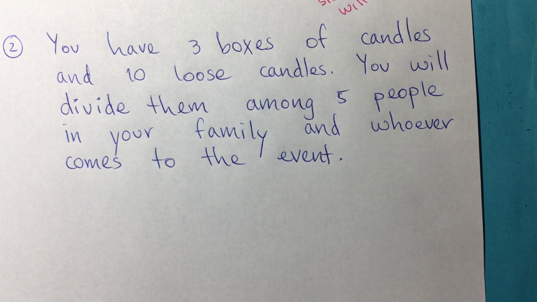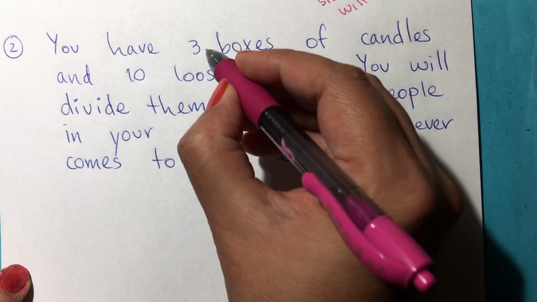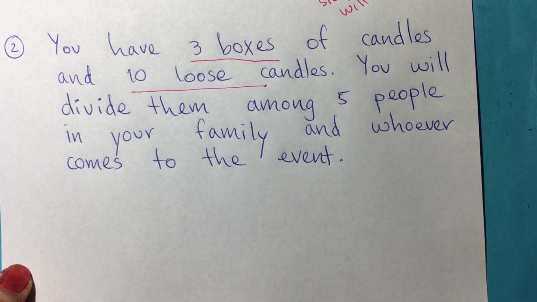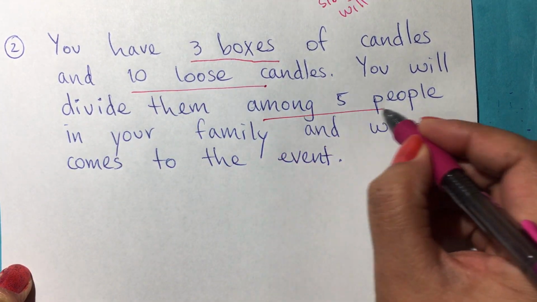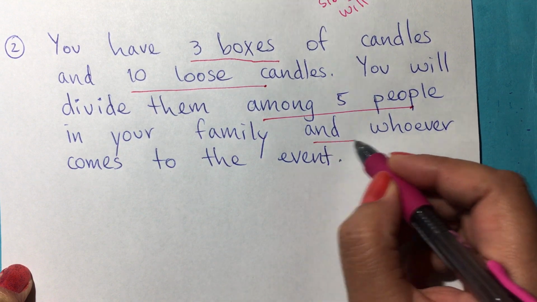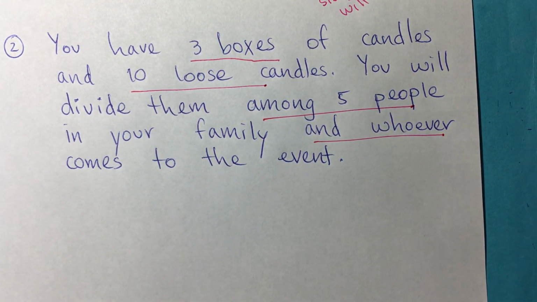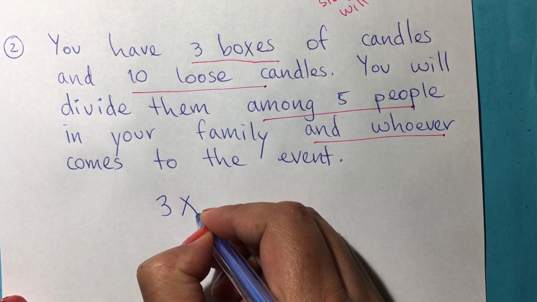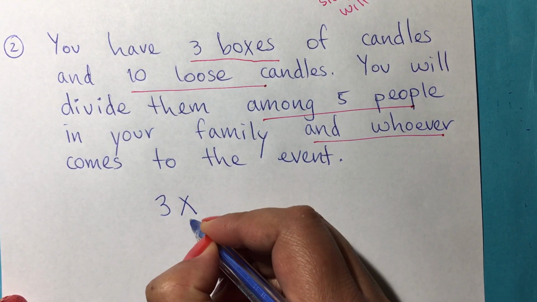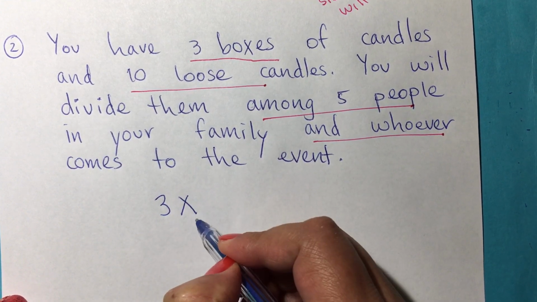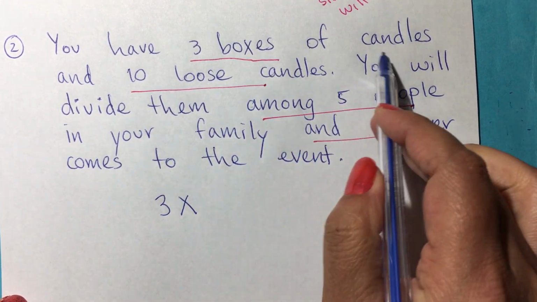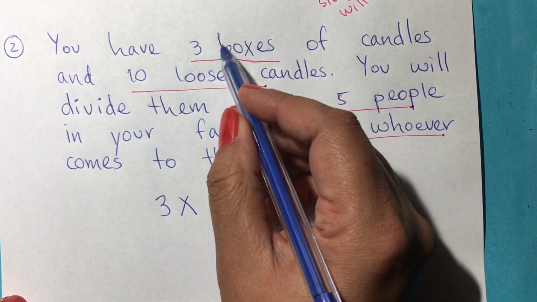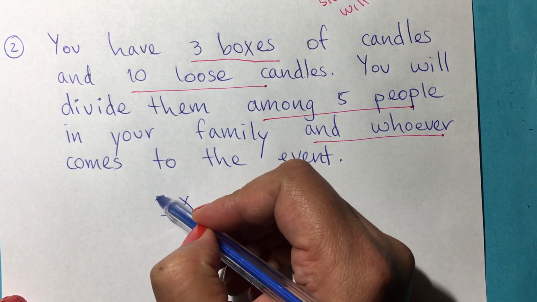Number 2 says, you have 3 boxes of candles. We can underline already. And 10 loose candles. You will divide them among 5 people in your family and whoever comes to the event. Okay, so you have 3 boxes of candles, and notice how I'm doing it by itself so that people don't think that 3 boxes of candles, they want to add 2 different variables, but no, it says 3 boxes. Do we know how many boxes? Yes, that's just representing the 3.